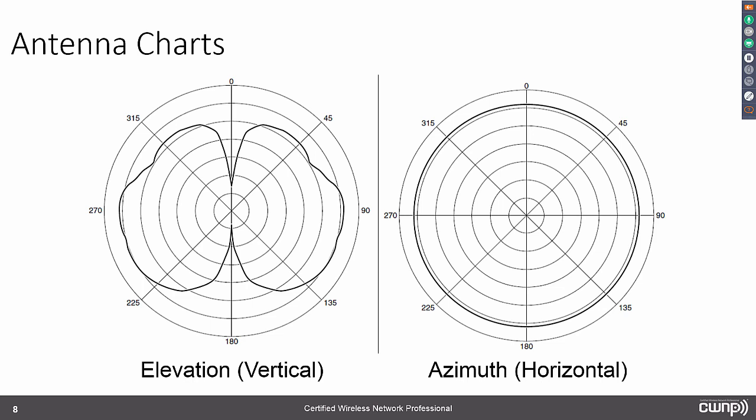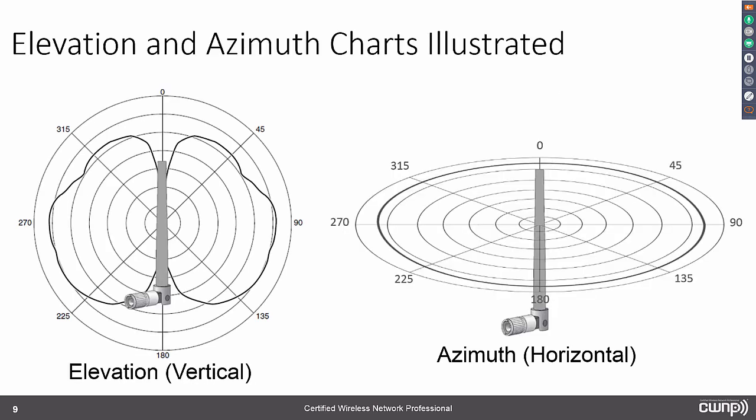And you can see from the side view, looking at how it propagates upward, it does go up and it does go down, but it mostly is going out. Whereas when you look at it down from the top, you can see it's going out pretty much equally in all directions around that.